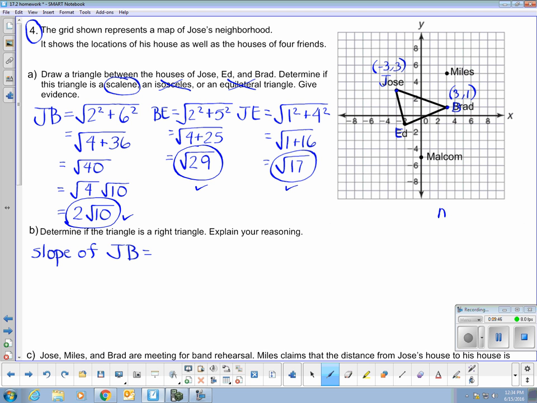And just a reminder, my slope formula is to subtract my y values and divide that by the difference of my x values. So the slope of JB, my y values, 3 minus 1, divided by negative 3 minus 3.